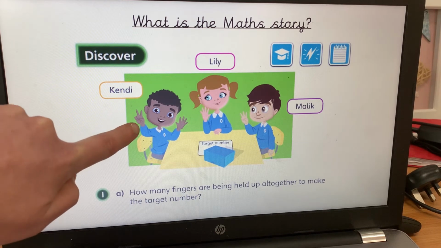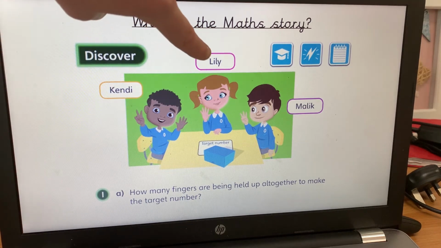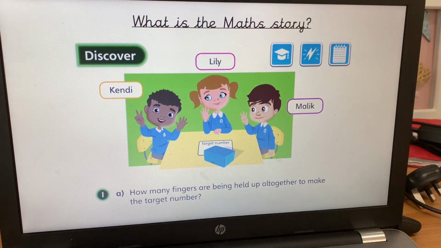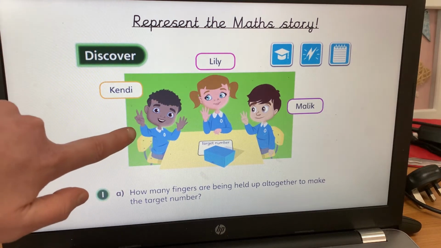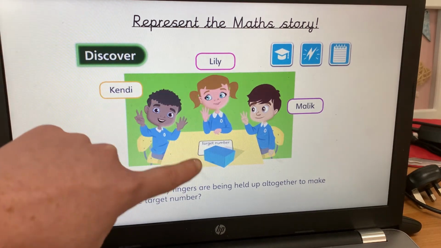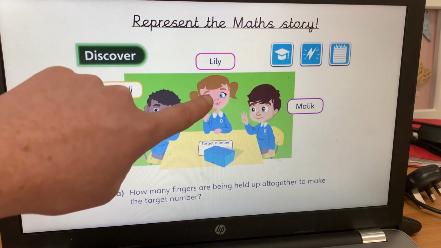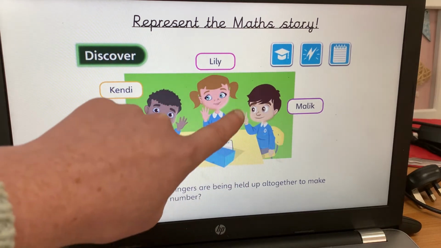So how many's Kendi got? How many's Lily got? How many has Malik got? And how many have they got all together? So thinking about how we're going to represent that math story. So on your piece of paper, how are you going to represent how many fingers Kendi has got? How are you going to represent how many fingers Lily has got? How are you going to represent how many fingers Malik has got up?